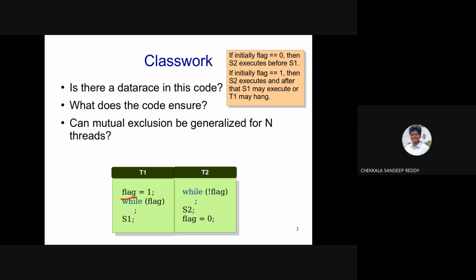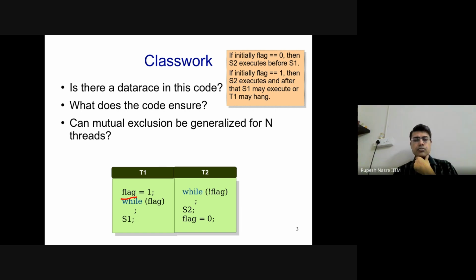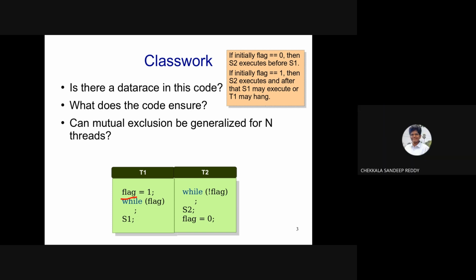Sir, suppose flag is equal to 0 is completed by T2. Then after that, flag is equal to 1 is executed by T1. Then there is no chance that T1 will continue, right? But why will T2 execute flag equal to 0? Like if you take the case of flag initial value 0. Correct. Okay, I will rethink. Yeah.